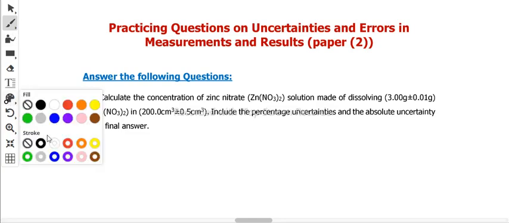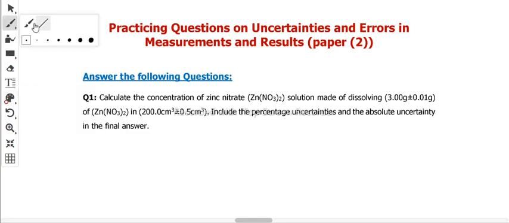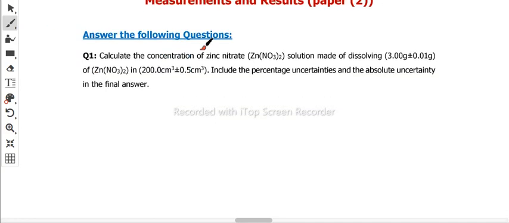Question number 1. Calculate the concentration of zinc nitrate solution which is made up of dissolving 3 gram plus minus 0.01 gram of zinc sulfate in a volume of 200 cubic centimeter. Include the percentage uncertainty and the absolute uncertainty in the final answer.